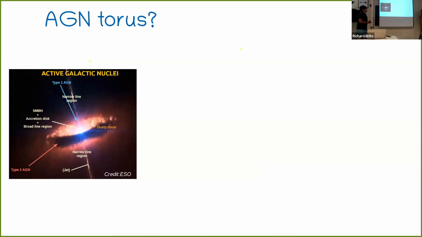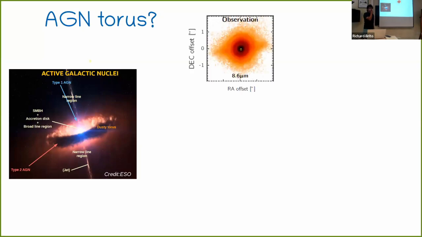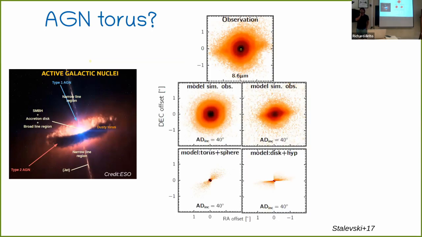So now we're putting in question maybe actually the geometry of this dusty material, the dusty torus. And why is that happening? Well, if you look at observations in the infrared, this is emission at 8.6 microns from an AGN. This AGN's accretion disk is in this direction. So this is the polar direction, and you see extra emission in the poles. And this is actually not expected.